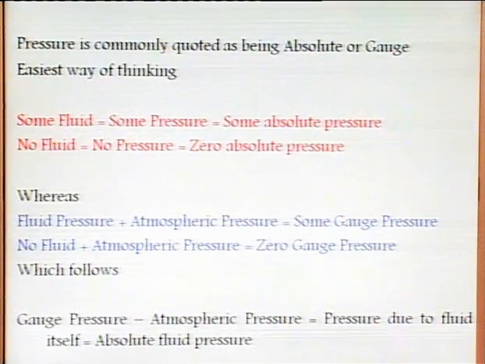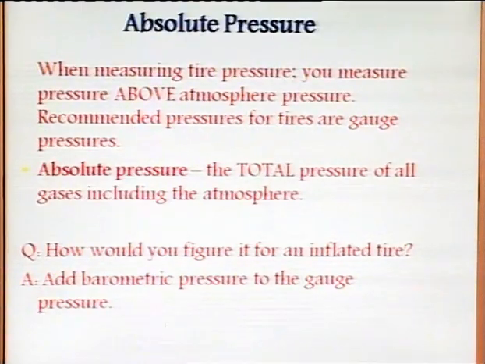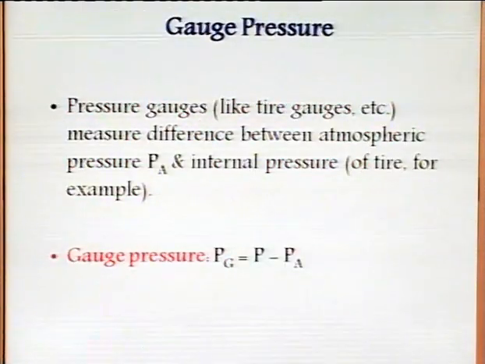Fluid pressure. If we want to define fluid pressure, then it is simply the difference between total pressure and atmospheric pressure. So, the gauge pressure is equal to total pressure minus P A, atmospheric pressure.